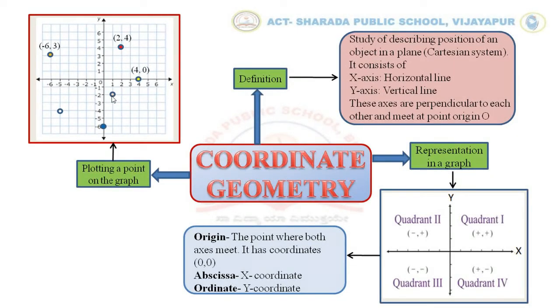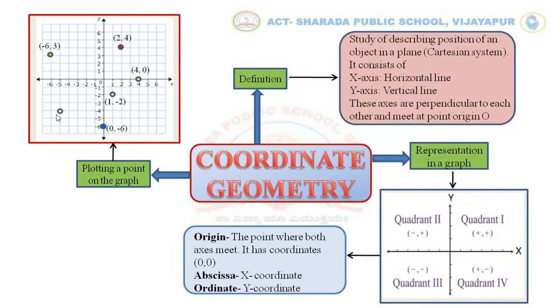Moving to this point, it is 1 unit on the x-axis and minus 2 units on the y-axis. So the coordinates of this point are 1, minus 2. This next point lies on the y-axis, so the x coordinate is 0, whereas the y coordinate is minus 6. So the coordinates of this point are 0, minus 6.